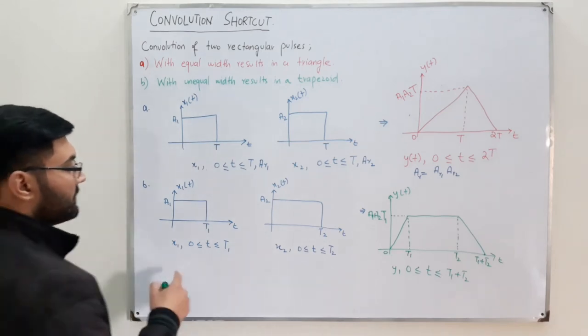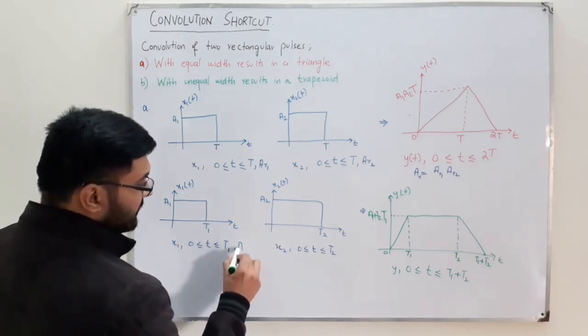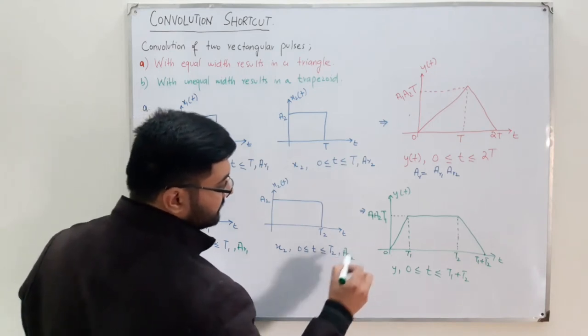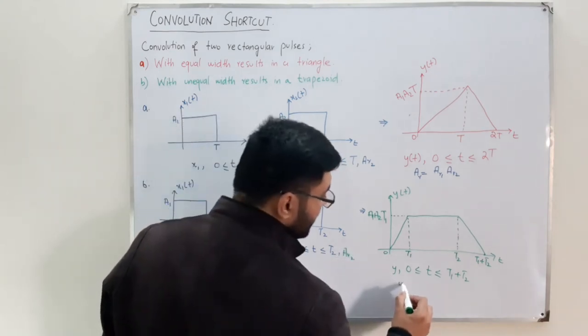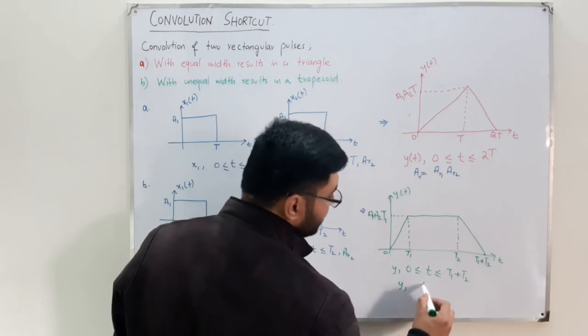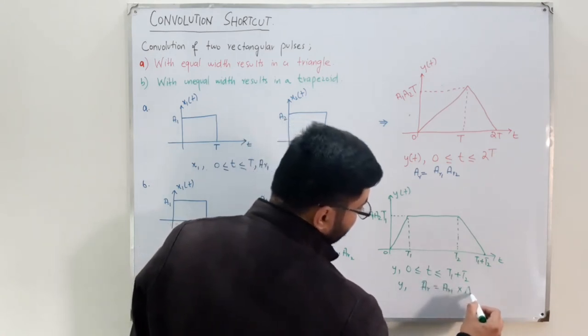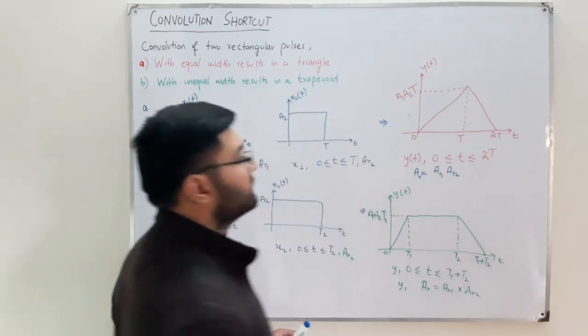Now again, if X1 has an area of area 1 and X2 has an area of area 2, the area of Y would be the product of area 1 and area 2. This is the case.